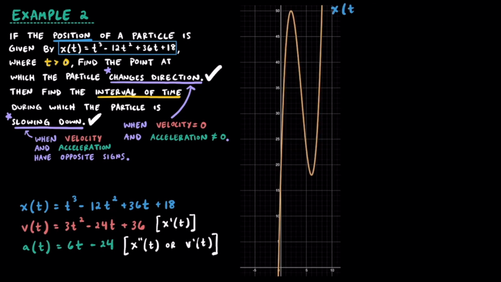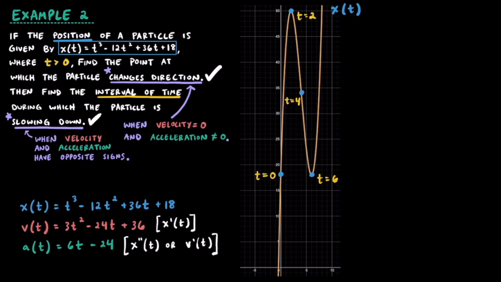Here's the graph of our position function, or x of t. To show you where the critical points are, here's where t is equal to 0, t is equal to 2, t is equal to 4, and t is equal to 6. Hopefully you can visually see that the particle is changing directions at t is equal to 2 and t is equal to 6 at that top and bottom part of the curve.